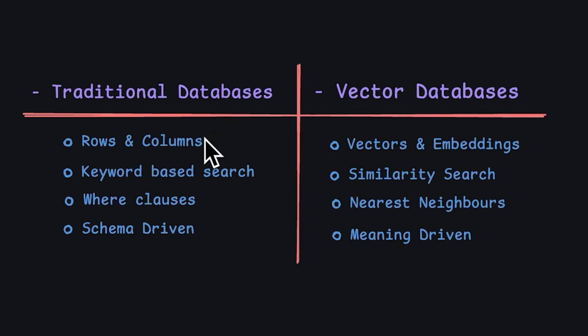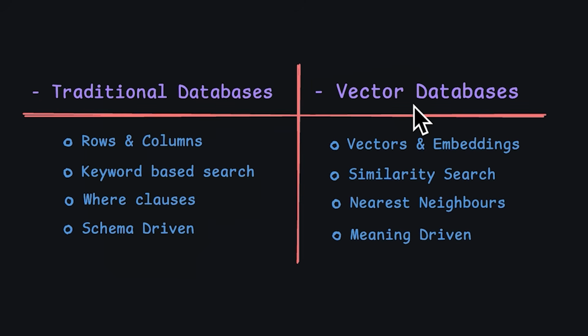Okay, so now let's summarize the differences between the traditional relational databases that we have and the vector databases, right? So traditional databases work based on rows and columns, right? You can store your data in terms of some fixed schema in some rows and columns. You can perform keyword-based search, and the search is mostly done using where clauses, and it's schema driven, right? It's not that flexible, right? It's schema driven. So this is what we already know, the traditional databases.